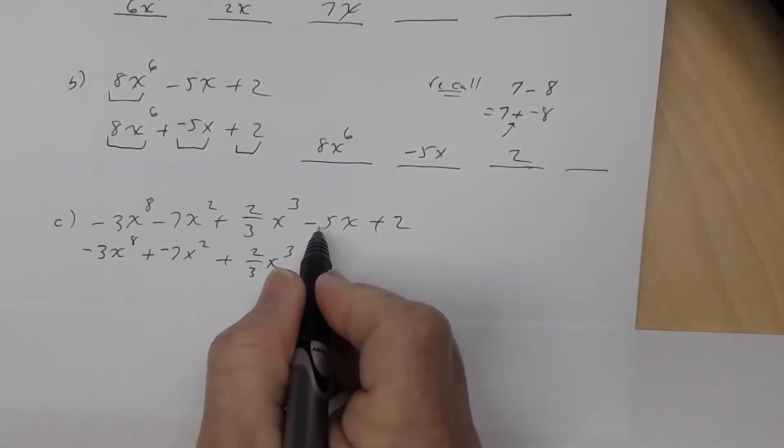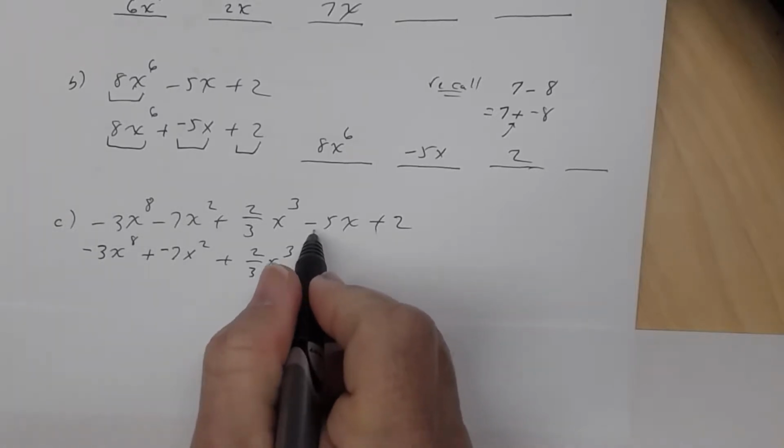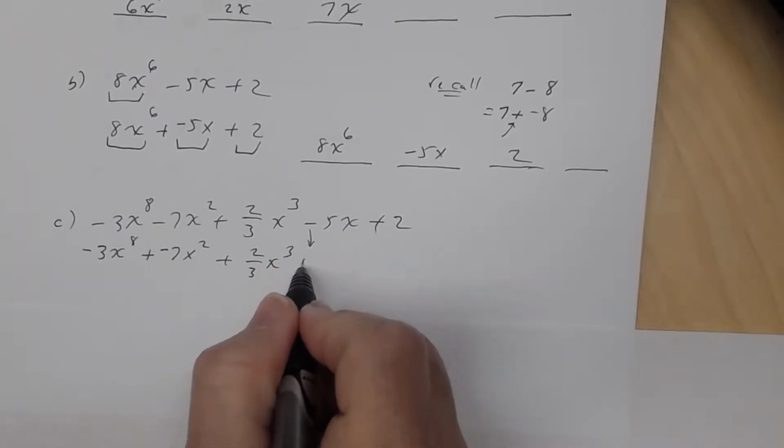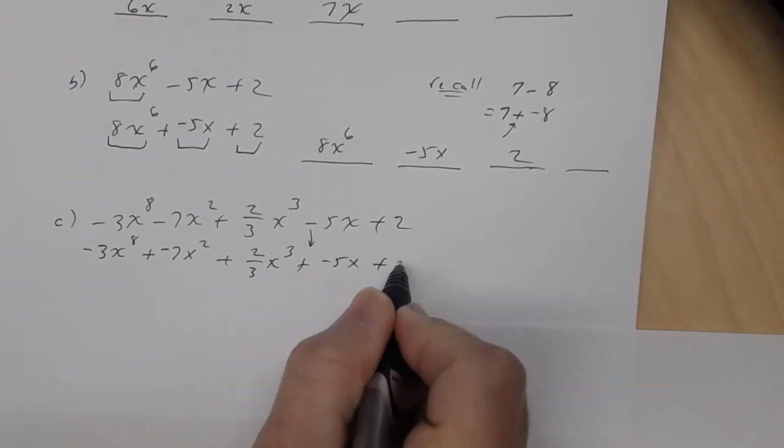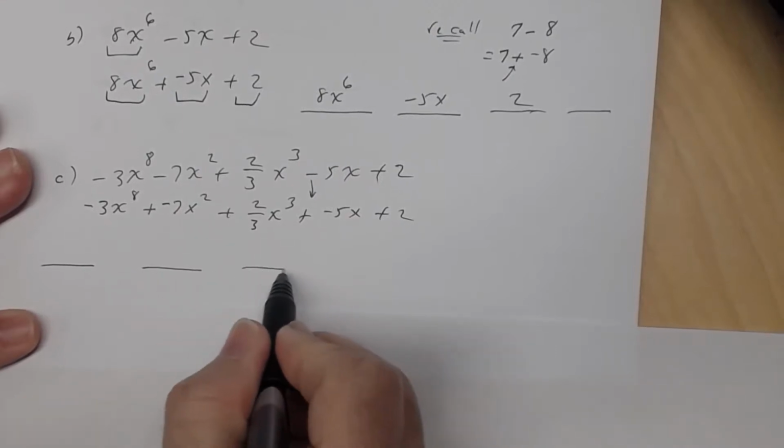So again, you're subtracting. You don't have to rewrite it, but if you need to, just remember to change this into an addition problem. So that's plus a negative 5x and then plus 2. So now you can list your terms. In each blank, you can put the terms.